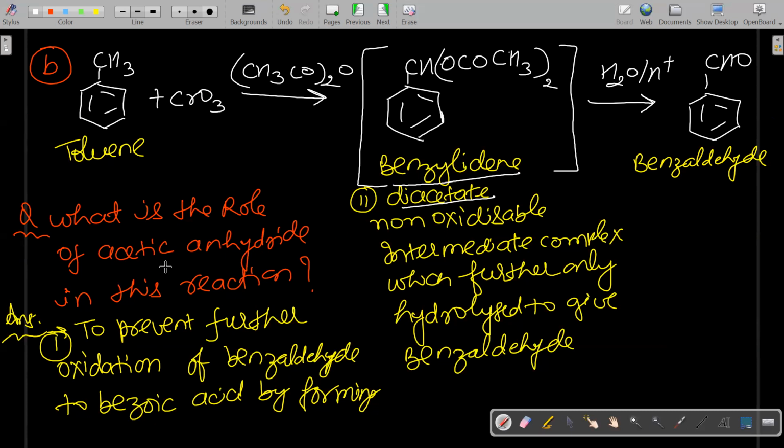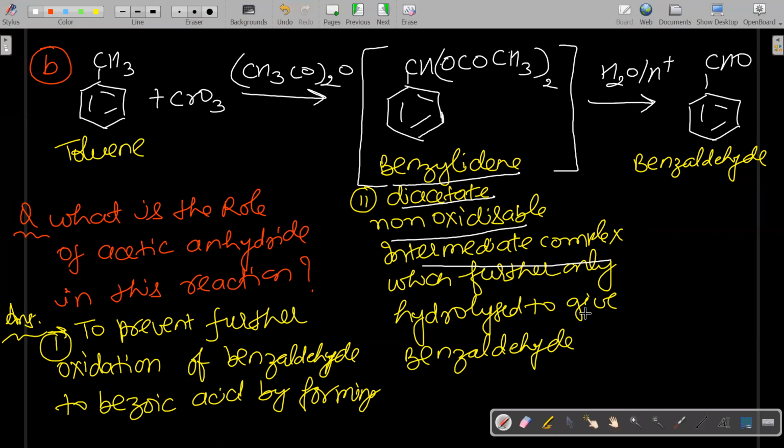What is the role of acetic anhydride, or why do we add it in this reaction? Because acetic anhydride is used to prevent the further oxidation of benzaldehyde to benzoic acid. How? By forming this benzylidene diacetate intermediate complex, which is non-oxidizable, and hence it can only be hydrolyzed to give benzaldehyde. Is it clear? No? Okay, repeating.